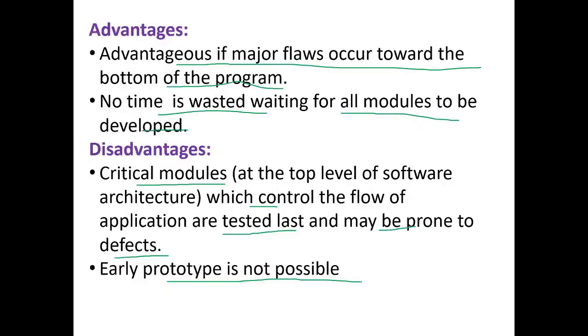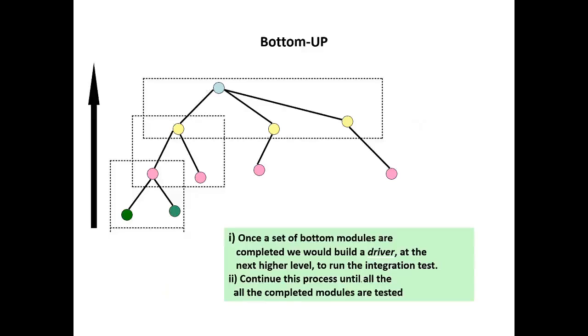So how is the proper flow? How is the proper software prototype? We will not understand here because we are starting from the bottom level. See, these are the bottom level modules. Whichever modules are ready, we start integrating and testing. Once a set of bottom modules are completed, we would build a driver. The driver will be used if the higher level modules are not ready at the next higher level to run the integration test. Continue this process until all the completed modules are tested.